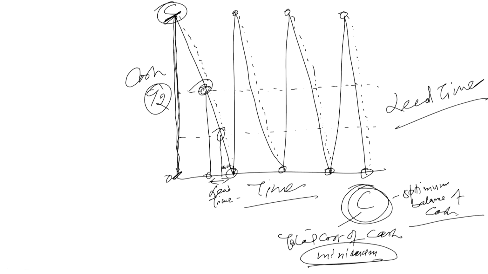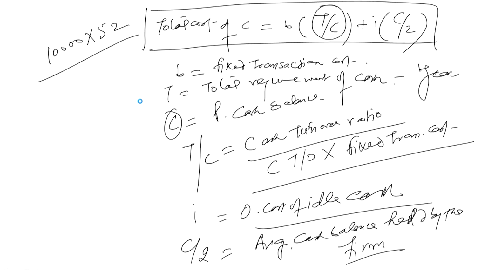C by 2 is the average cash balance held by the firm, which we have seen in the structure. This is the average cash balance we are keeping. Half of the C requirement always remains with the firm as the average cash balance. We use this in the inventory model also, and we are using it in the cash management model also. So this is C by 2.